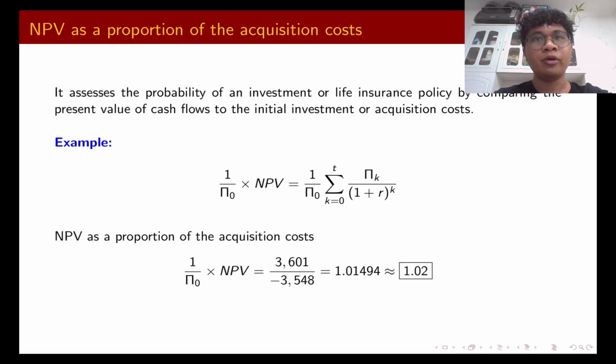So next, NPV as a proportion of acquisition cost. What it means is that this shows how much return you get compared to what you spend. The formula in simpler terms is return ratio equals the net present value divided by the initial cost. With the example of the 3,601 return and the 3,548 initial cost, we will get 1.02, meaning for every peso spent, you get back 1.02 pesos.